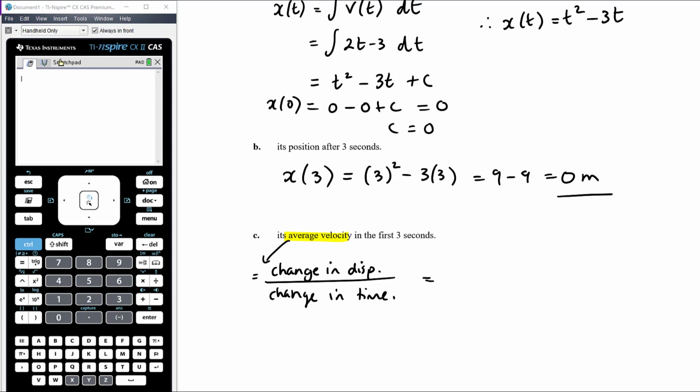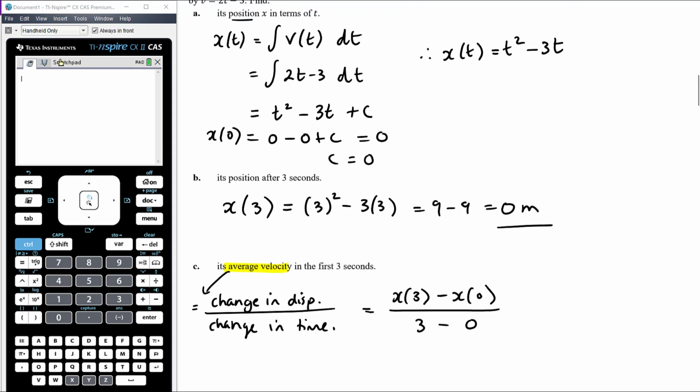So in this case, if we want it over the first 3 seconds, we want to know how the displacement changes over the first 3 seconds compared to how the time changes over the first 3 seconds. The mistake lots of students make here is they find change in velocity over change in time, but velocity over time is acceleration. That would be average acceleration.